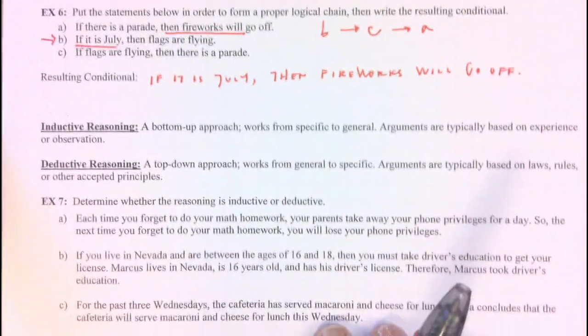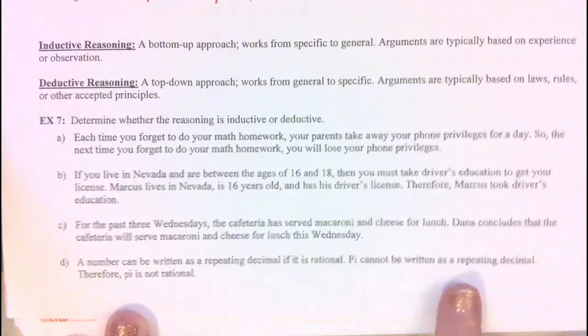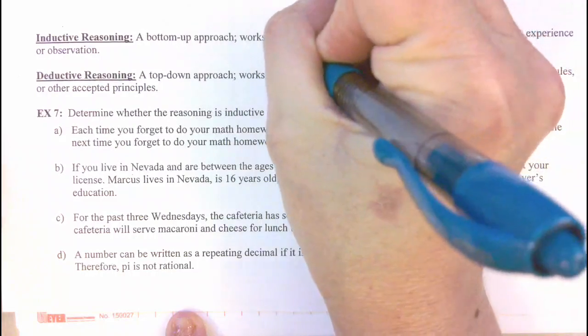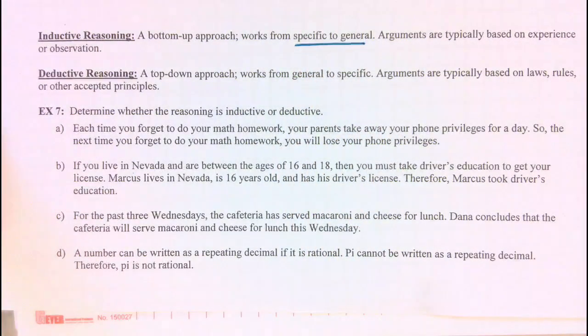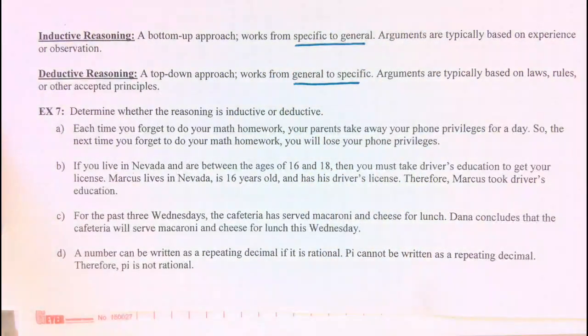Okay, lastly, just a quick talk about different types of reasoning. First, we're looking at inductive reasoning. Inductive reasoning is a bottom-up approach, works from specific to general. That's the big thing that I look for, specific to general. Arguments are typically based on experience or observation. For deductive, it's more of a top-down approach, works from general to specific. Arguments are typically based on laws, rules, or other accepted principles.